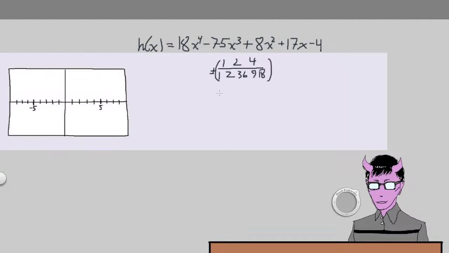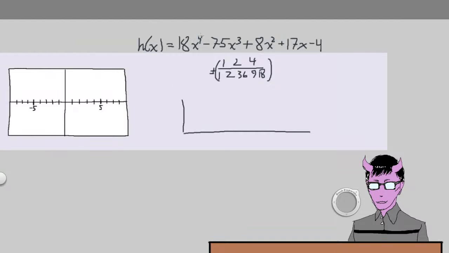Alright, so where do we begin with our first 0 test candidate? Let's do Descartes' rule of signs. We are changing from positive to negative. It's 1 sign change, 2 sign changes, and then 3. So we're guaranteed 1 positive real solution. So let's begin like that.